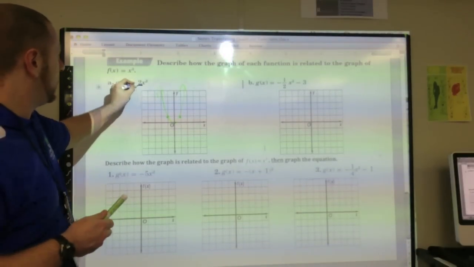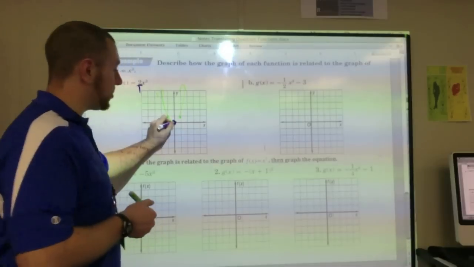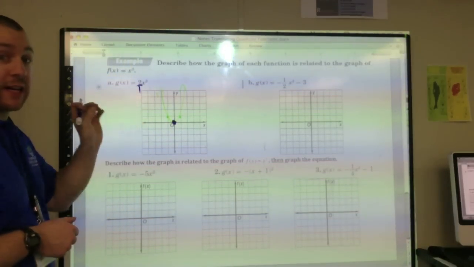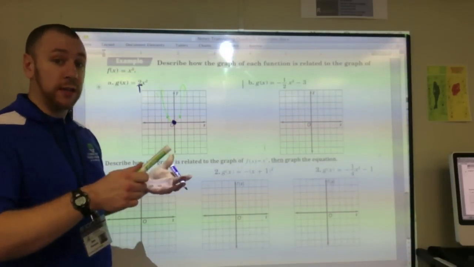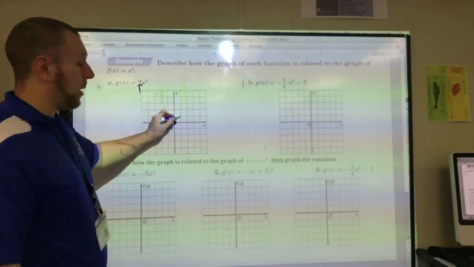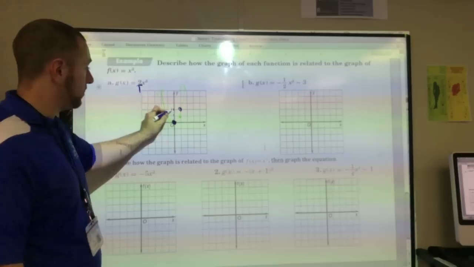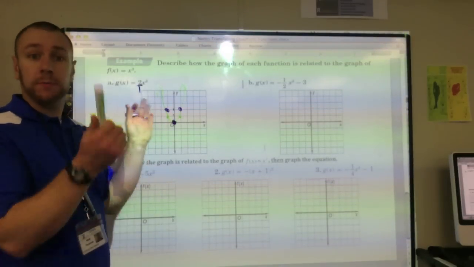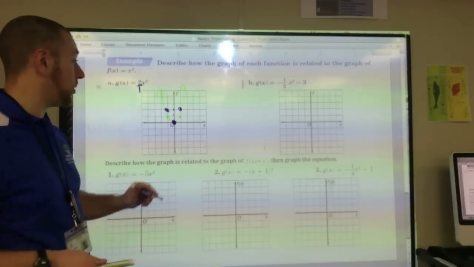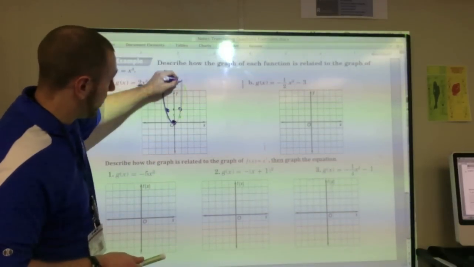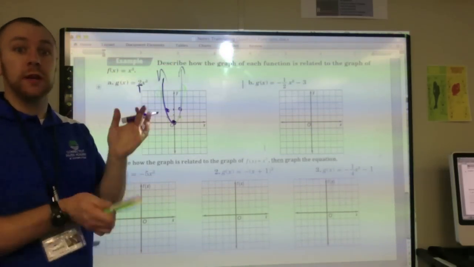So I'm going to rise and I'm going to run. So this origin point does not change. That's my vertex, and that does not change. It's the stuff around it that changes. So instead of going up 1 over 1, I'm going to go up 2 over 1. Up 2 over 1. Because remember, both sides of the parabola are the same through the axis of symmetry. And now I can draw it, and you can see that it's a lot narrower. It's going up twice as fast.